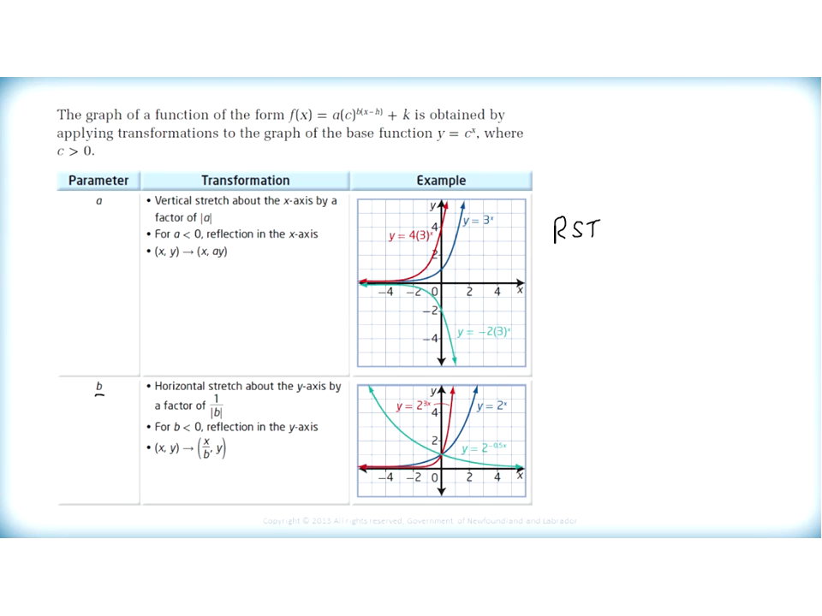What about the parameter b? b represents the horizontal stretch. In this particular case, the horizontal stretch is 1 over the absolute value of b. The vertical stretch is a, but the horizontal stretch is 1 over b. Again, if b is less than 0, it indicates a reflection in the y-axis this time. If a is less than 0, it's a reflection in the x-axis. If b is less than 0, it's a reflection in the y-axis.